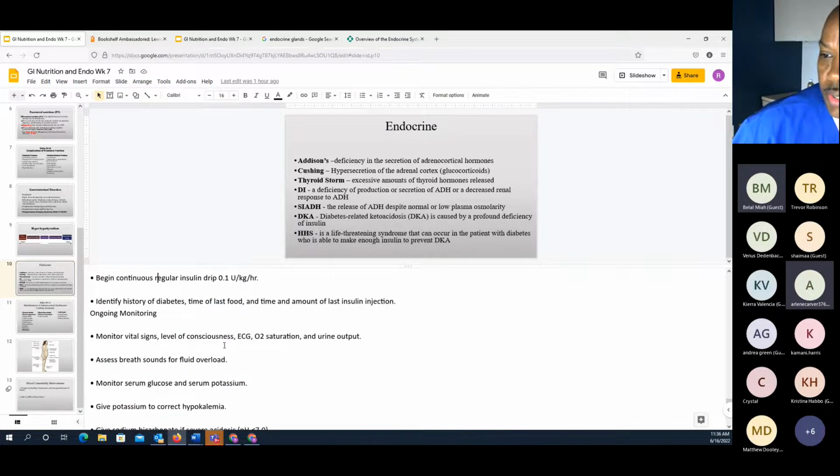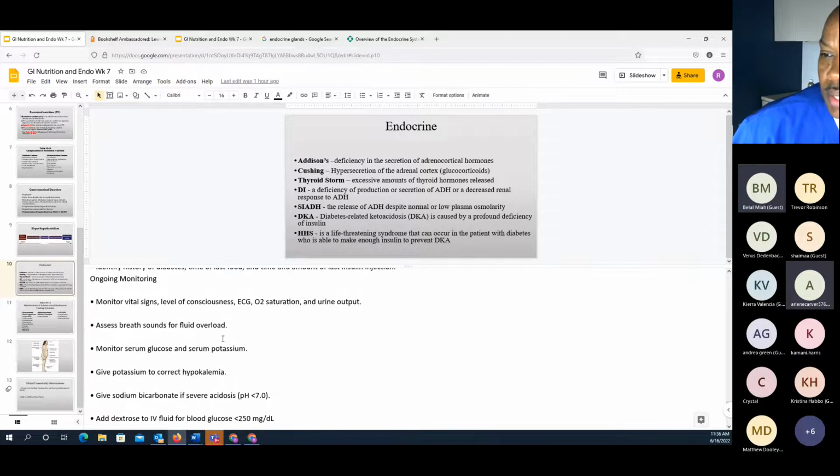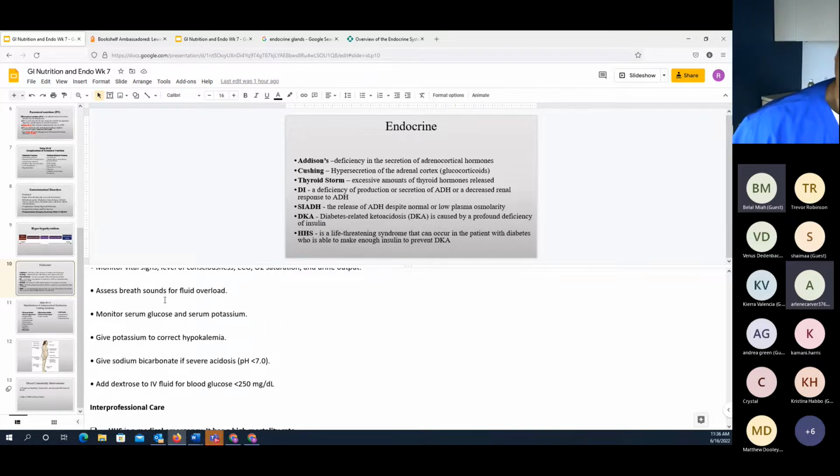Take a look at the patient's history. Monitor the level of consciousness, the SAT, the urine output and so forth. We talked about that. Always assess for the breath sounds because you're giving this patient a lot of fluids, and so they can go into fluid overload. You should know the symptoms by now. Opposite of fluid volume deficit, of course.